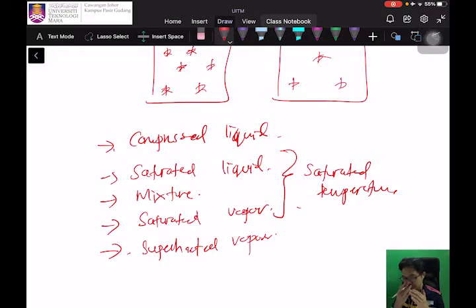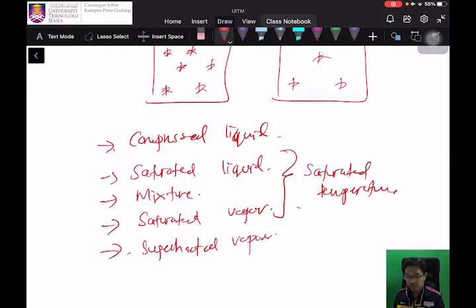So why is there no change of temperature? Because the energy that we supply during the heating process is used to break the bond or change the phase from one form to another form. Okay, so in this case, the temperature will not be changed.